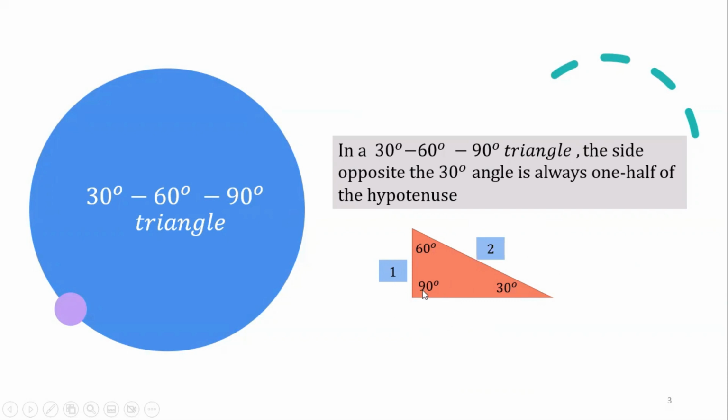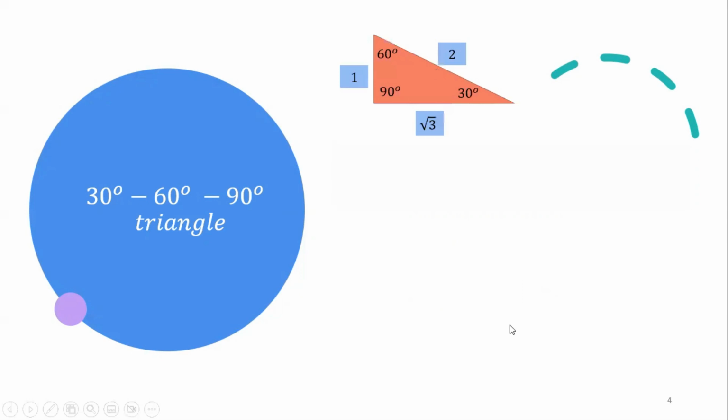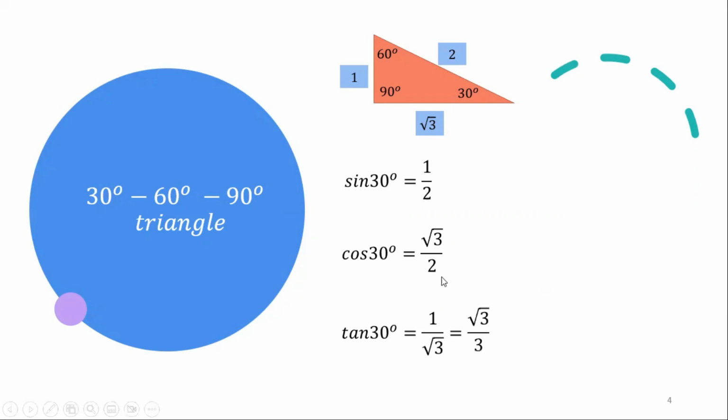And then the third side, by using the Pythagorean theorem, c squared equals a squared plus b squared, is equal to square root of 3. So the six trigonometric functions or ratios of the 30-degree angle: sine of 30 is 1/2, cosine of 30 is square root of 3 over 2, tangent of 30 is 1 over square root of 3, or we can simplify that as square root of 3 over 3.